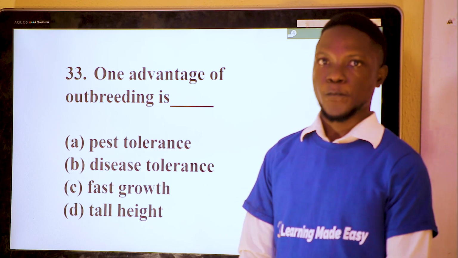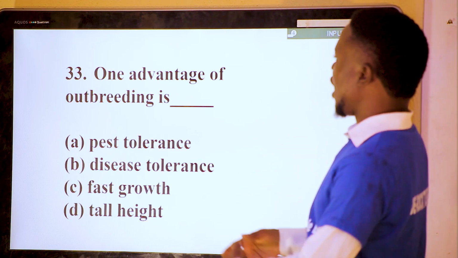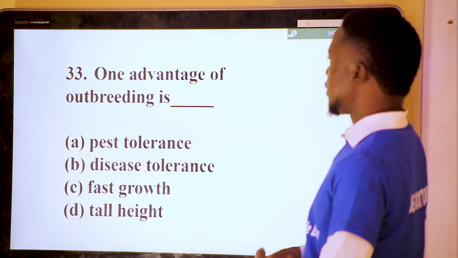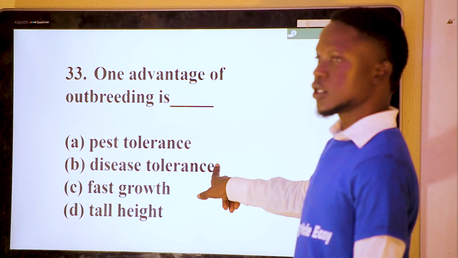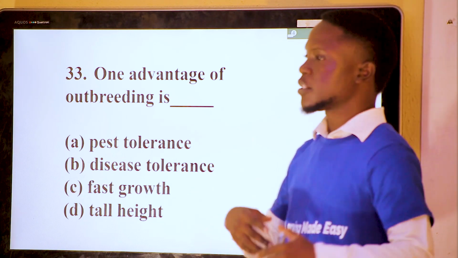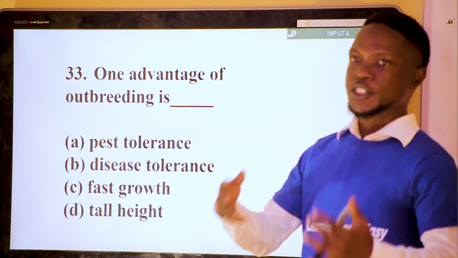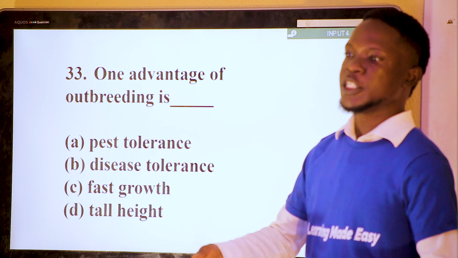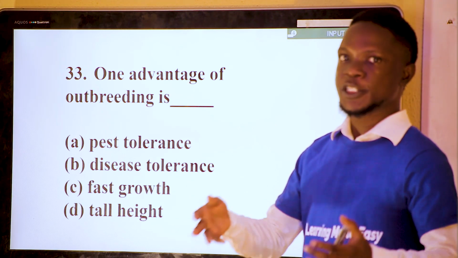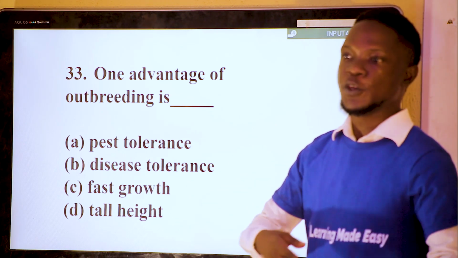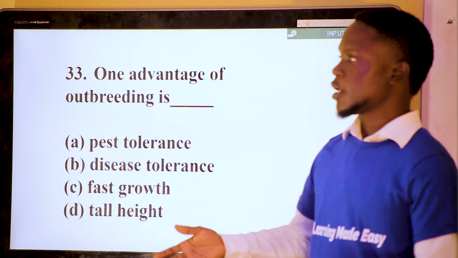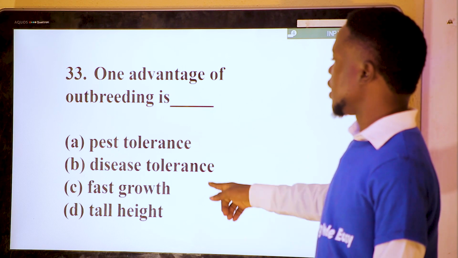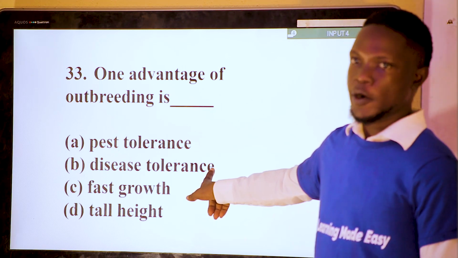33. One advantage of outbreeding is dash. The answer is option B, disease tolerance. And that is one advantage of outbreeding versus inbreeding. Outbreeding simply means the same species but different individuals, while inbreeding means similar individuals that are together. So one advantage of outbreeding is disease tolerance.